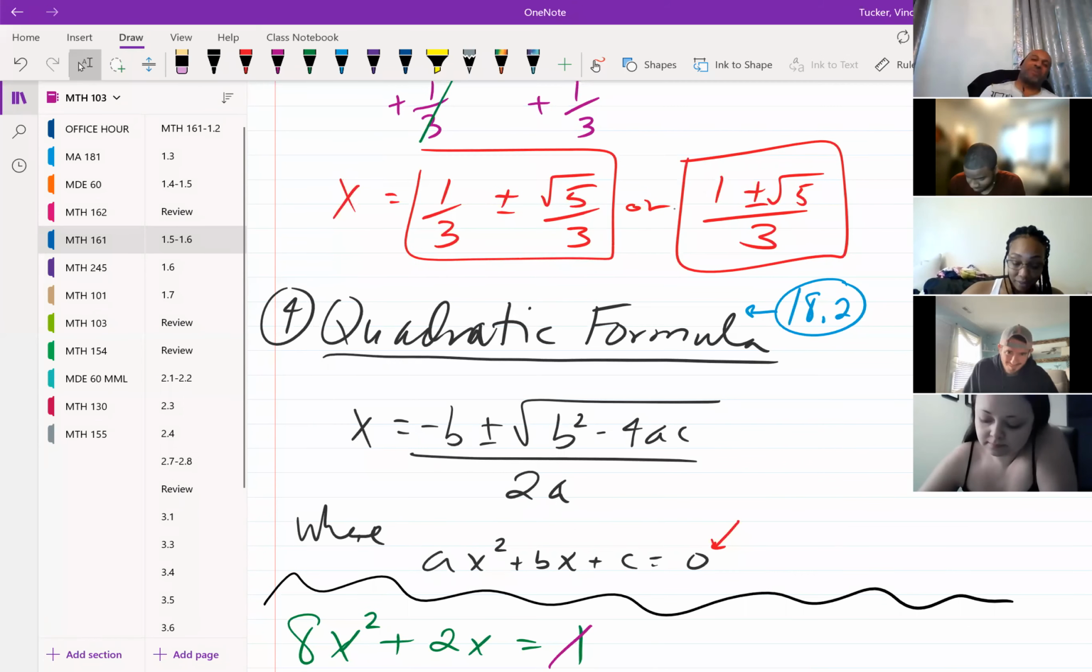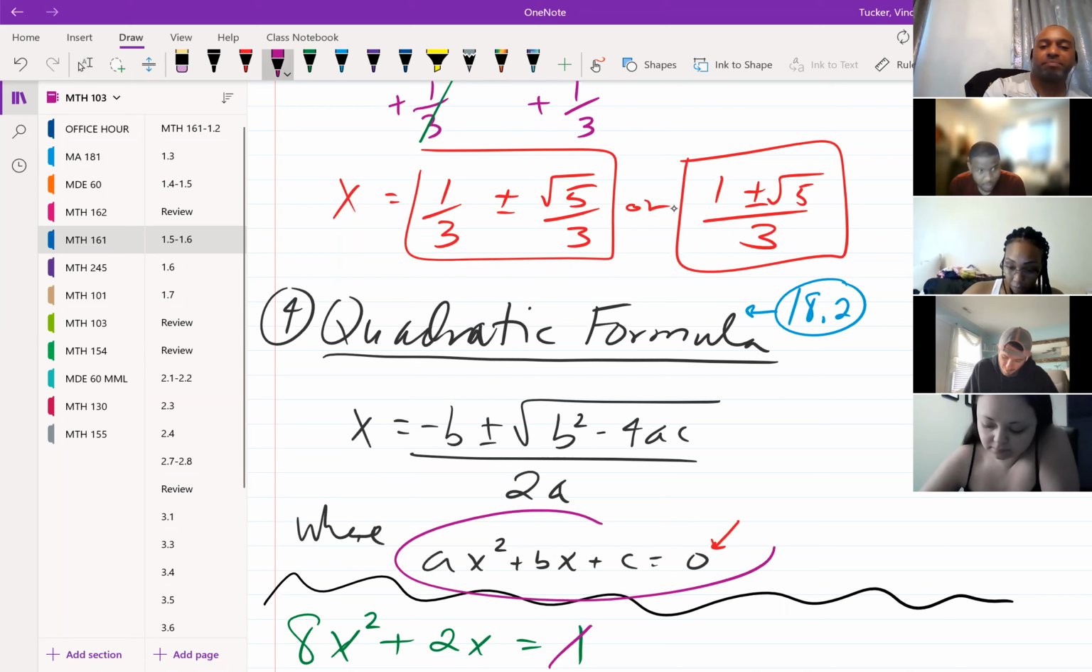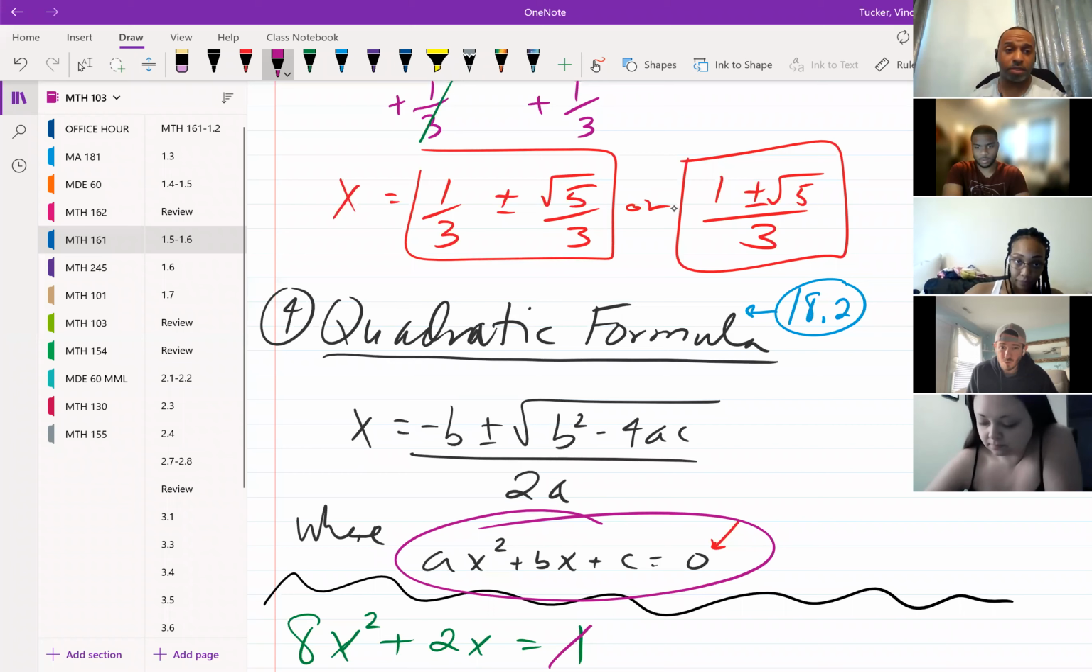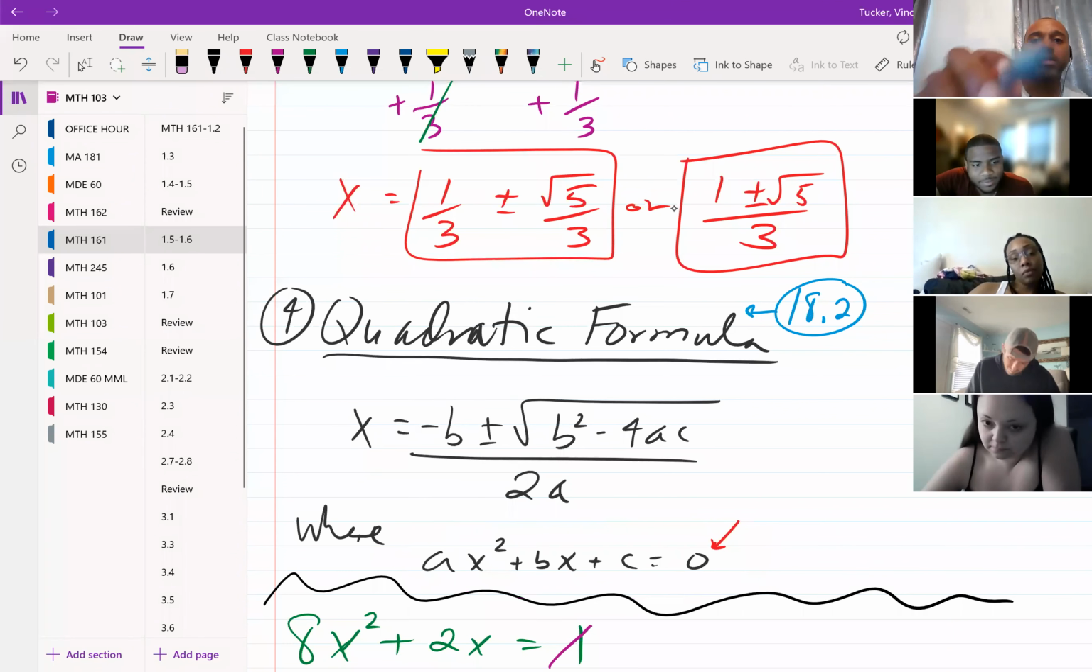So, quadratic formula: x is equal to negative b plus or minus square root of b squared minus 4ac, over 2a. Notice once again, our quadratic equation is set equal to 0. So before you pick out what a, b, and c are, you want to make sure one side is set equal to 0 first. And don't forget also, a is what's in front of x squared, b is what's in front of x, and c is the number that's not associated with the variable at all.